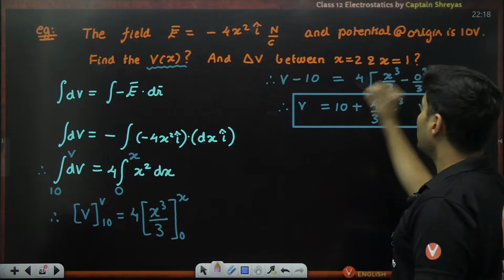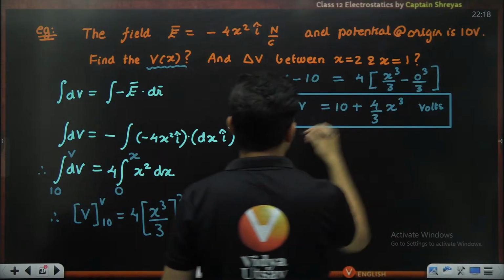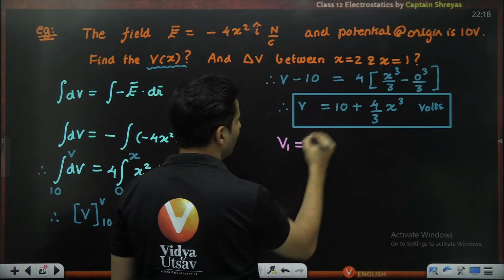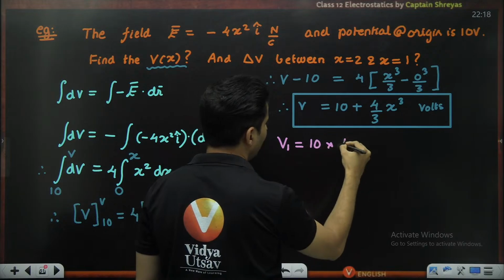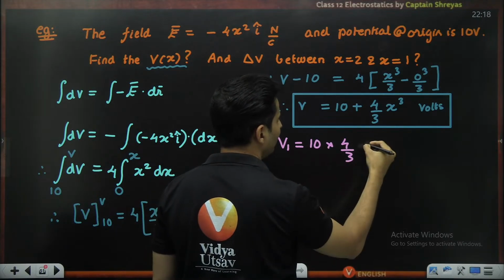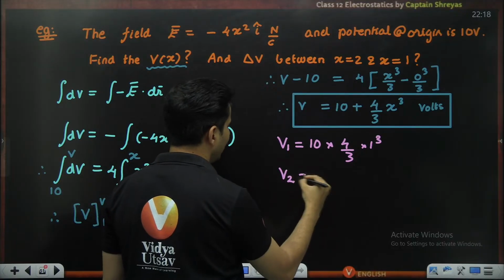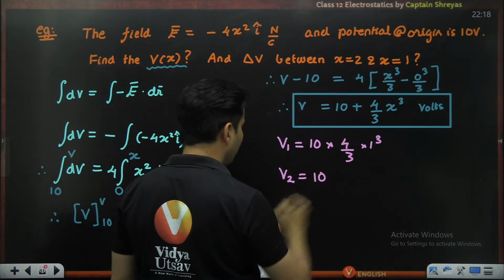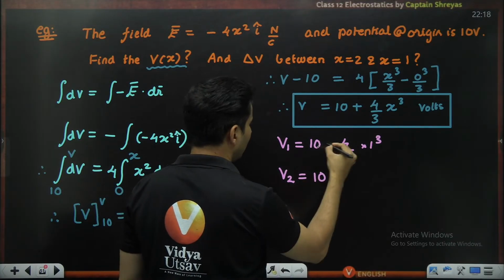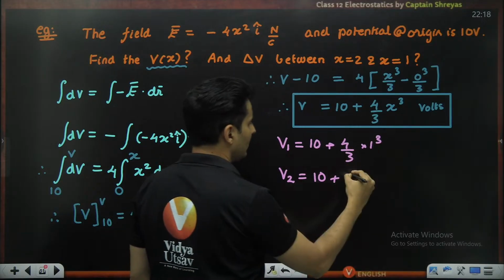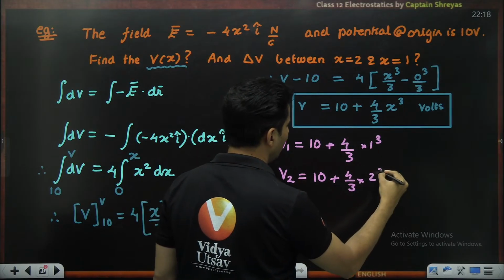Now let's go to the next part. What is the potential difference is asked. Okay, so what is the potential at x is equal to 1? Let's substitute 10 plus 4 by 3, instead of x, I'll put 1 cube. Similarly, what is the voltage at x is equal to 2? So 10 plus, my bad, 10 plus 4 by 3. Here I'll put 2 cube.